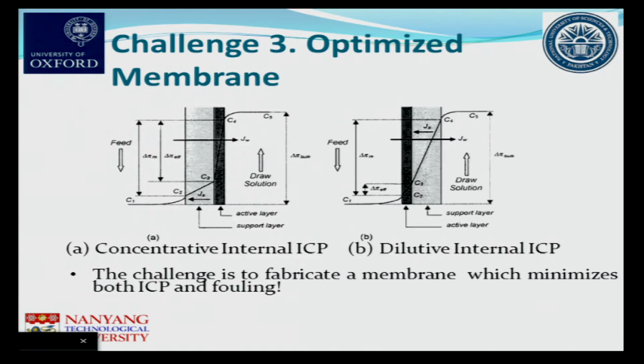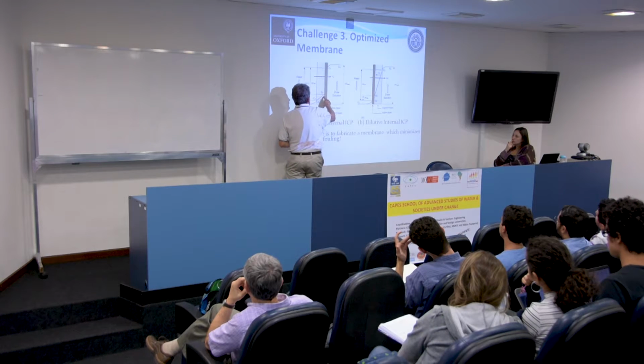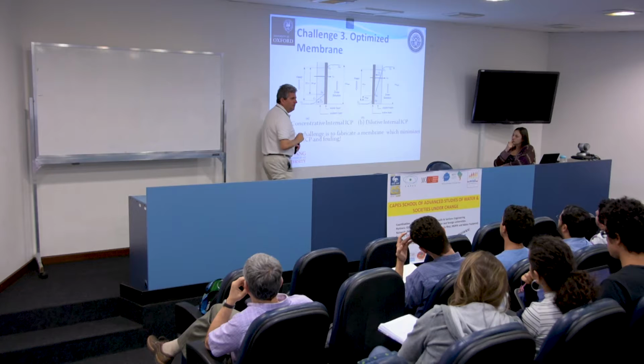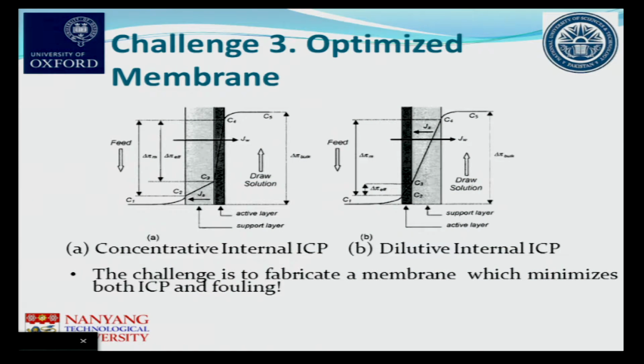And what that means is the effective osmotic pressure is the difference between here and here. And that difference is smaller than the one between there and there. So that's really what we mean by concentration polarization, and that's an issue. So the challenge is to fabricate a membrane which minimizes both that and the fouling.